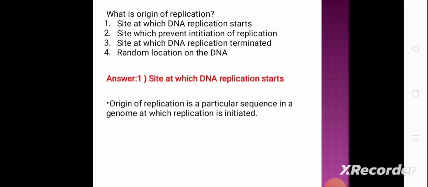What is origin of replication? Option 1 site at which DNA replication starts. Option 2 site which prevents initiation of replication. Option 3 site at which DNA replication is terminated. Option 4 random location on DNA. And the correct answer is option 1, site at which DNA replication starts. Origin of replication is a particular sequence in a DNA genome at which replication is initiated.